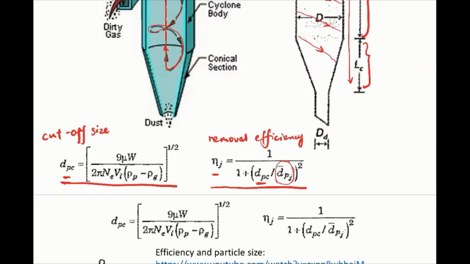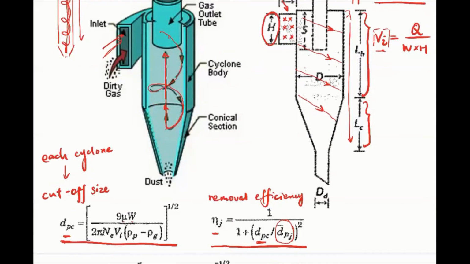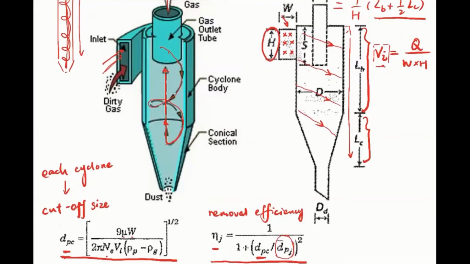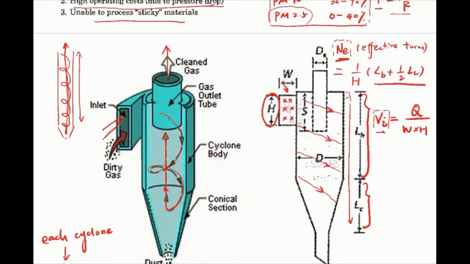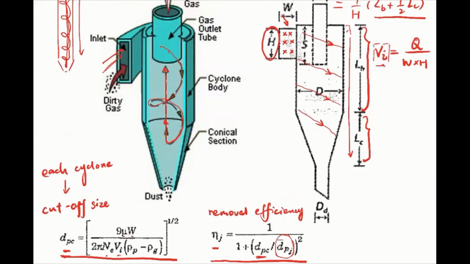For each cyclone, it's going to have a specific cutoff size, so we have to put in the parameters. You can see that it depends on W, which is the width of the inlet; mu, the viscosity of the air; and E, the number of effective turns we just introduced. Vi is the inlet velocity, rho P is the particle density, and rho G is the air density. With these parameters, we can solve for the cutoff size.